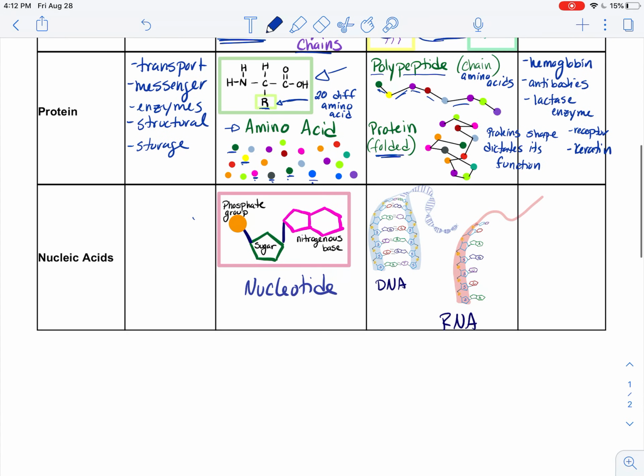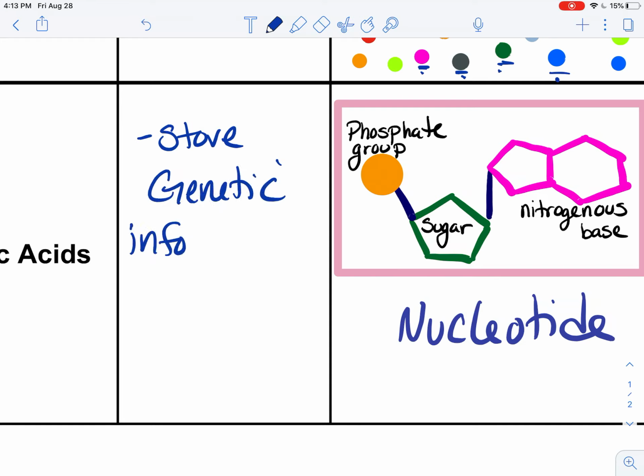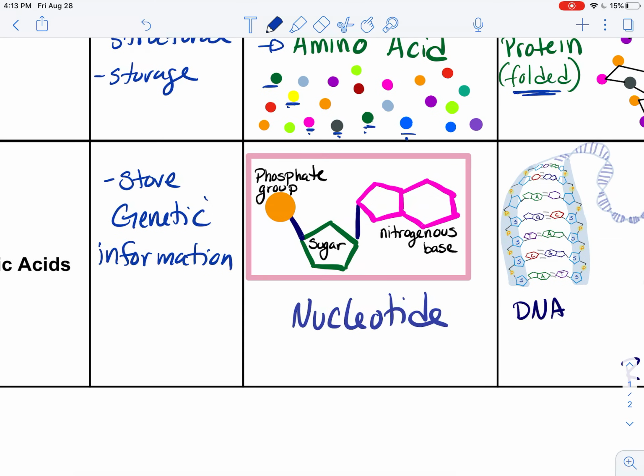The last biological molecule we're going to talk about are nucleic acids. And nucleic acids, their job is to store genetic information. And we'll definitely be talking a lot about nucleic acids later on when we get to genetics. There's a whole unit on it. But just a quick overview.